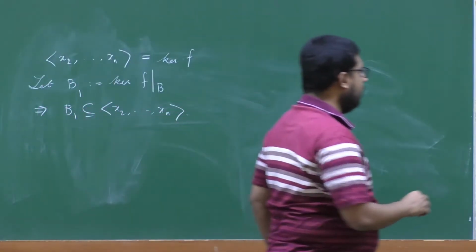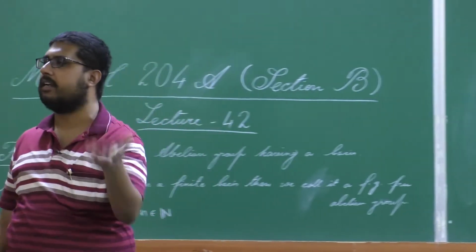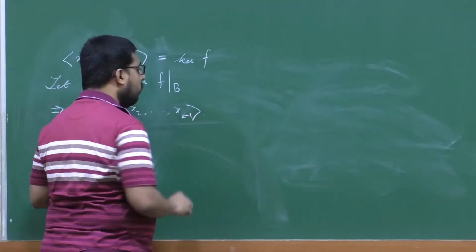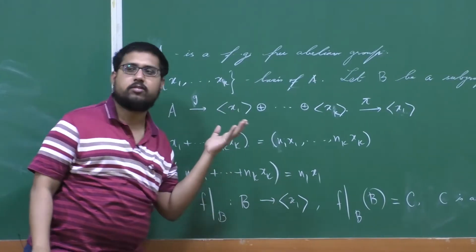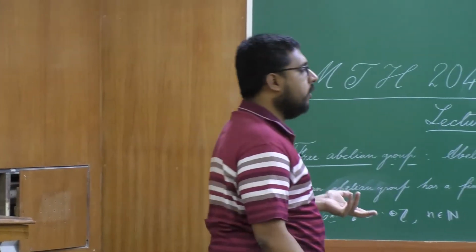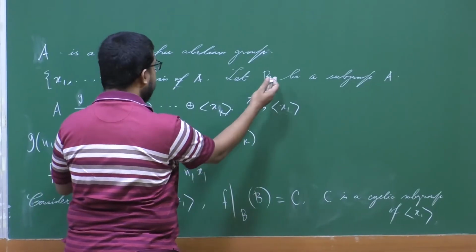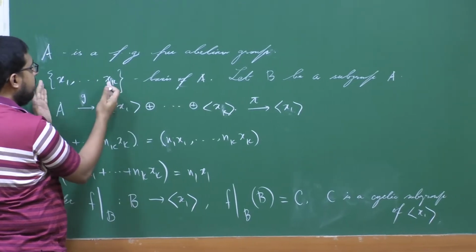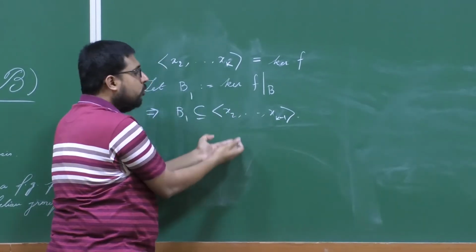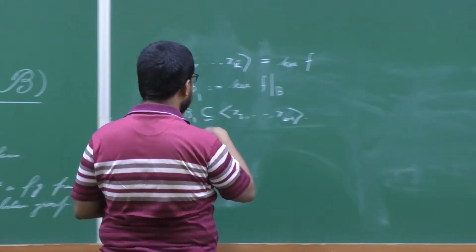So B1 is a subgroup of a finitely generated free abelian group, which is generated by, I think I should change the notation somewhere, this will be K. So the point is that B1 is a subgroup of a finitely generated free abelian group having a basis consisting of exactly k minus 1 elements. Okay, that's what we have obtained. So you see that the scenario has now changed. Earlier, B was a subgroup of a finitely generated free abelian group having a basis of exactly k elements. From that, we have obtained a group B1, which is a subgroup of a finitely generated free abelian group having a basis consisting of precisely k minus 1 elements.